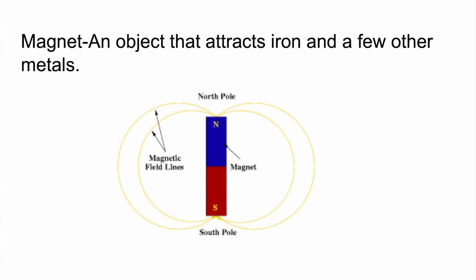Okay, the next thing I want to talk about is magnets. Remember, an object that attracts iron and a few other metals is a magnet. So all magnets have a north pole, a south pole, and they also give off what's called a magnetic field, which is the area around a magnet that can influence things magnetically. I have another short video to show you about magnets.